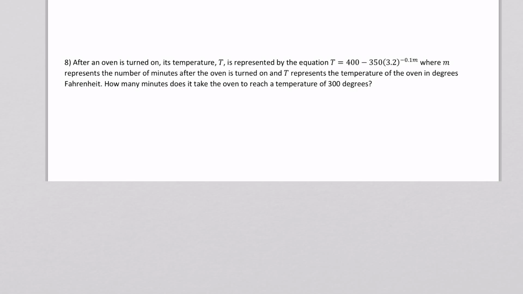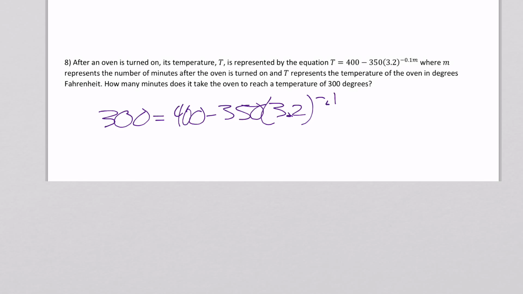Alright, so all we really need to do is use this model here and plug in our numbers. So we want to know how many minutes does it take the oven to reach a temperature of 300 degrees. So we want the temperature to equal 300, so 300 equals 400 minus 350 times 3.2 to the negative 0.1 m. Okay, so let's start solving for m. So subtract 400 from both sides. 300 minus 400 is negative 100 equals negative 350 times 3.2 to the power of negative 0.1 m.